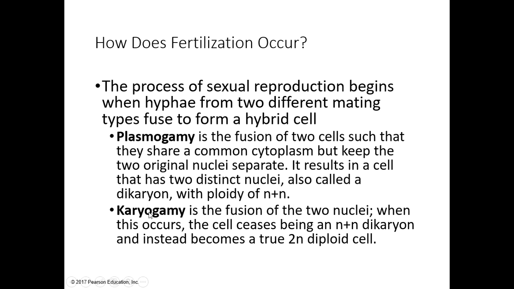In the second step here, karyogamy, eventually this pair of nuclei are going to fuse to form a diploid zygote. Okay, the fused nucleus is then going to divide via meiosis, and then it's going to produce spores. So karyogamy, again, the fusion of the two nuclei. Okay, it's no longer n plus n, and it's now a true diploid cell.